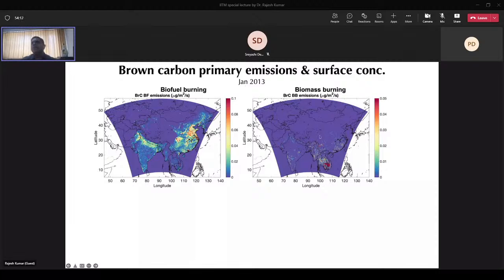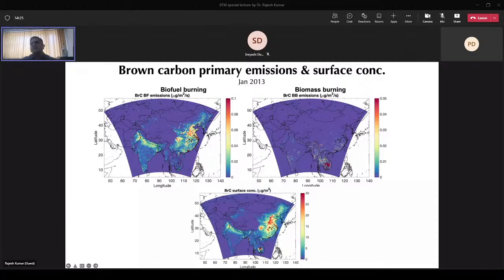And this is from the open biomass burning, which is derived from the FINN emission inventory. And this estimate is from the CHEMS inventory. Then we did a simulation for January 2013, and this is how the distribution of brown carbon surface concentration looks. You can see that it is mostly following the emission distribution. The surface concentrations of brown carbon are higher in the areas where emissions are higher.